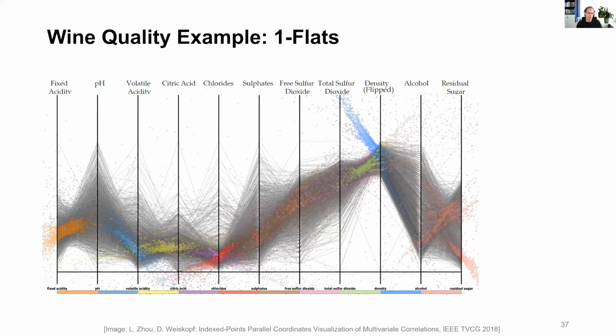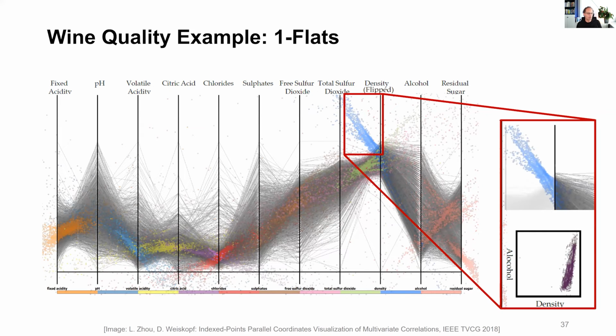Of course, this was a simple example. Now, here's a more realistic example. Here we have this one flat visualization applied to the famous wine quality data set, where we have several data dimensions collected. And again, we have in the background the grayscale visualization of the regular parallel coordinates. But on top of that, we have, by color coding, the different one flat visualizations using index points. And now I'm zooming in for one example here. So we have the blue highlighted points here, and they correspond to the pattern, in this case between alcohol and density, that you see in this wine quality data set.